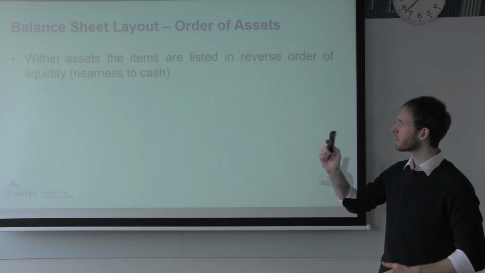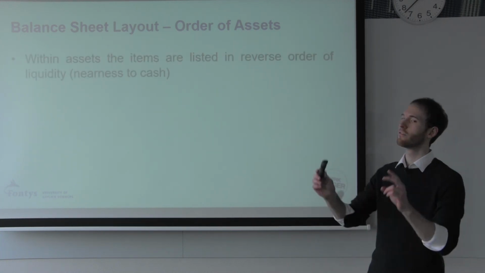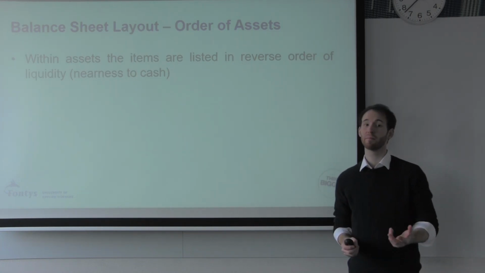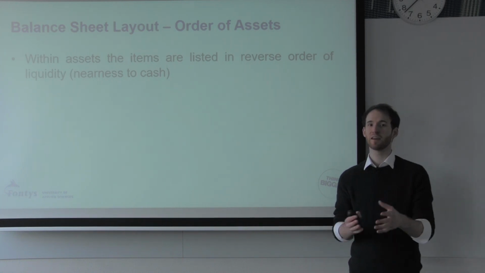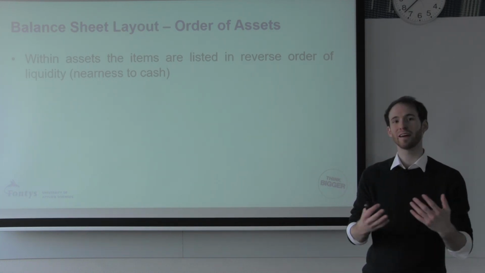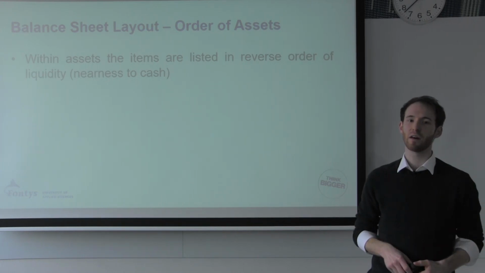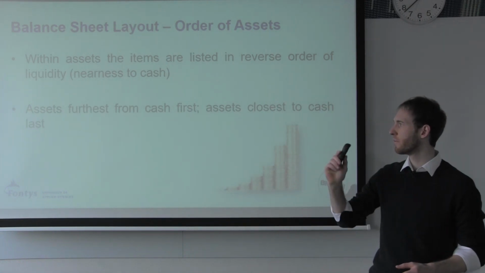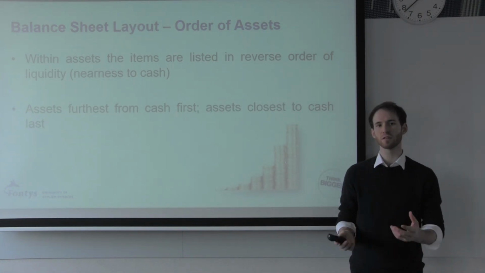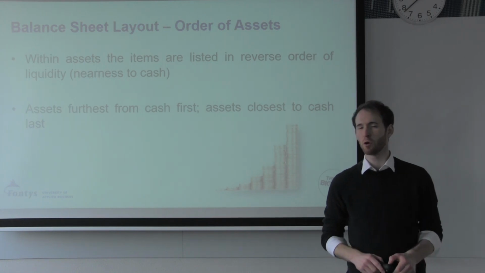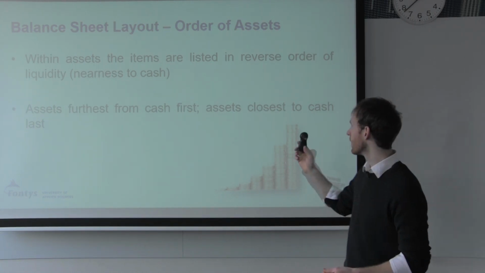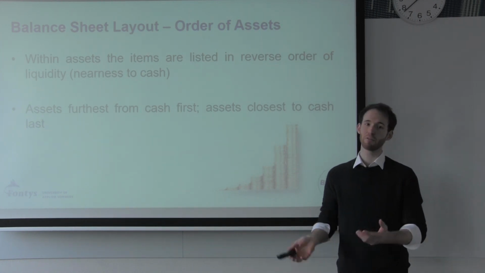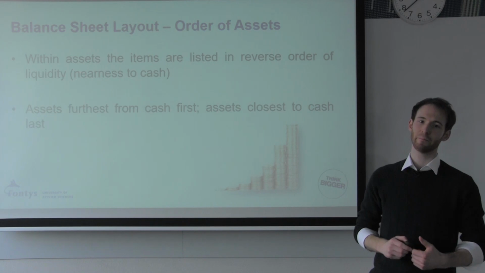Well, for the assets, the important thing is that the items should be listed in reverse order of liquidity. So liquidity means how near is something to cash. Because cash itself is the most liquid asset, because actually it can be directly traded for other things, so it's very liquid. So this basically means the assets that are furthest from cash are listed first. So those things that take more time to be transformed into cash should be coming first. And then the assets closest to cash come last. So cash itself comes last in the current assets category.